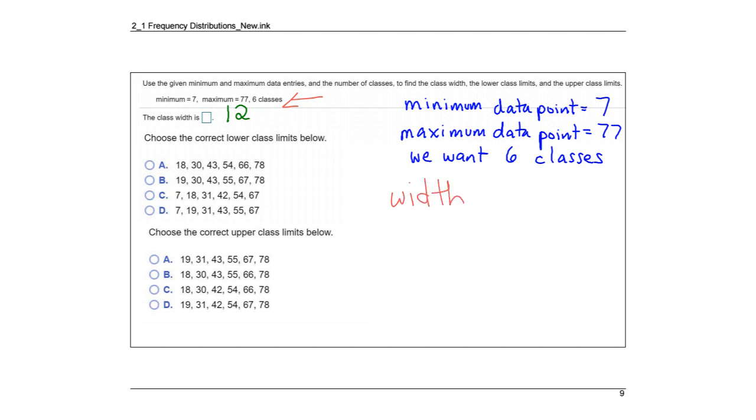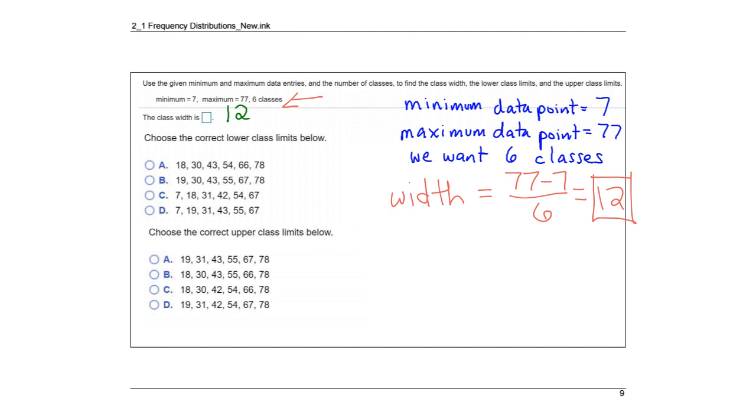Okay, so remember the width, we're going to find the range, which is the max minus the min divided by the number of classes. So let me see what I get for that. Looks like we have 70 divided by 6, which is 11.6666. So we're going to round up to 12. That one naturally rounds up, but that's my class width.